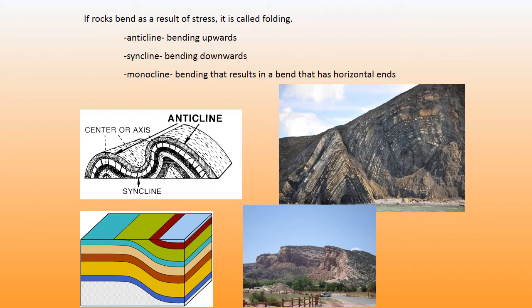Upward folds are called anticline. Downward folds are called syncline folds, and folds that result in plateau-like rocks that are parallel at both ends are called monocline folds. The lower image demonstrates such a monocline fold.